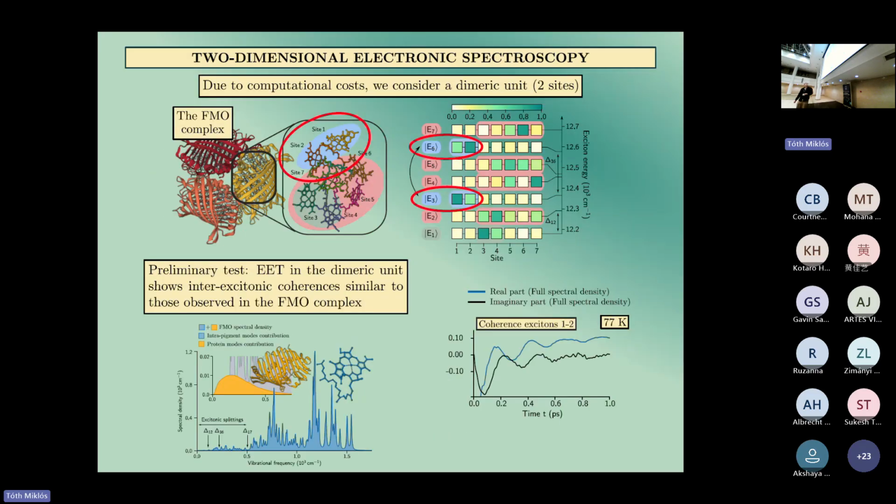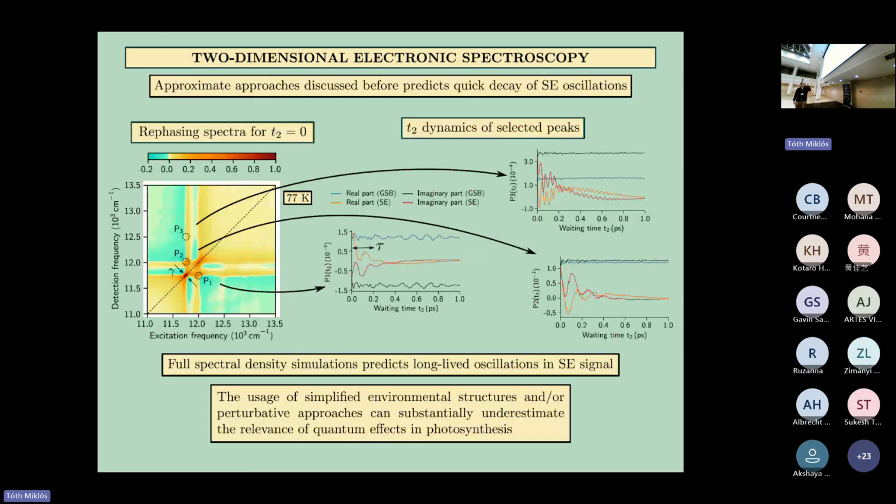But now if we simulate two-dimensional spectra, here is the 2D spectrum at time 0. We selected a few points, and we follow the dynamics over time of these two points. In particular, we can see in blue and in black the real and imaginary part of the signal coming from ground state bleaching. This oscillates over the picosecond timescale and goes on.